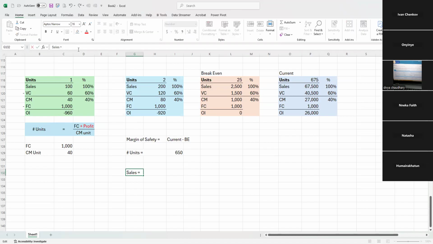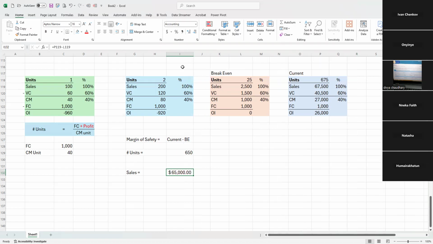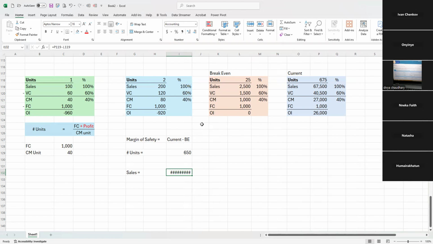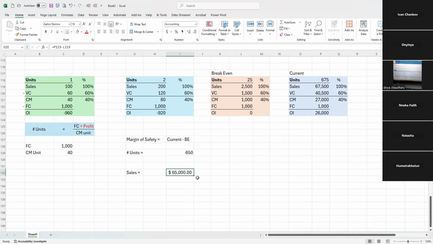Let's see how much our margin of safety is as a dollar of sales. That will be 67,500 minus 2,500. How much is my margin of safety? $65,000. So if my sales drop by 20,000, do I have to worry about it? No, because we are way above. Do I need to know my margin of safety? Yes, absolutely. Make sense?